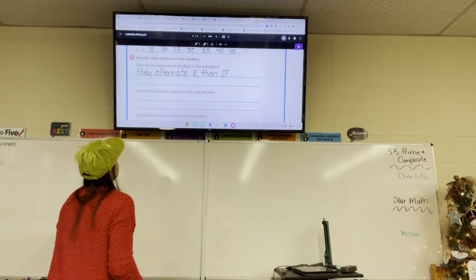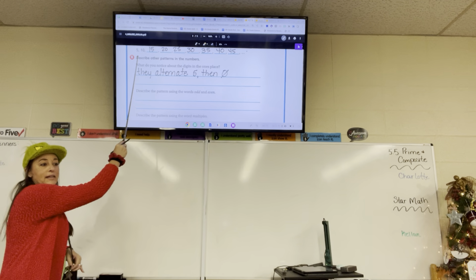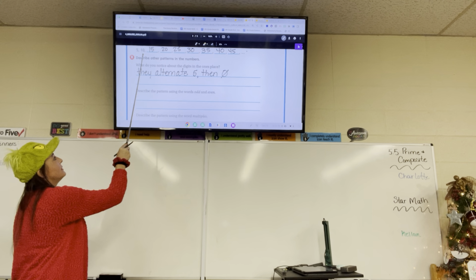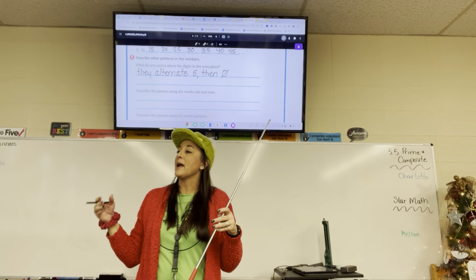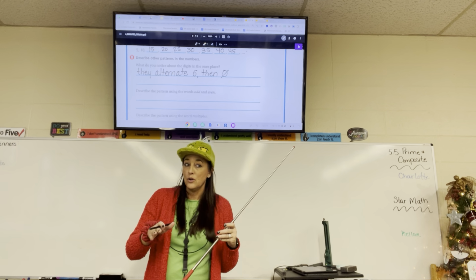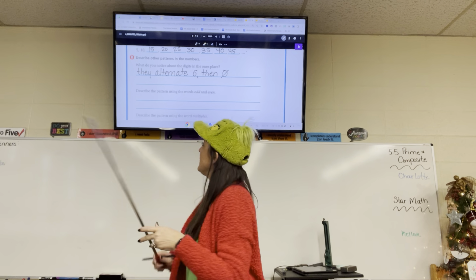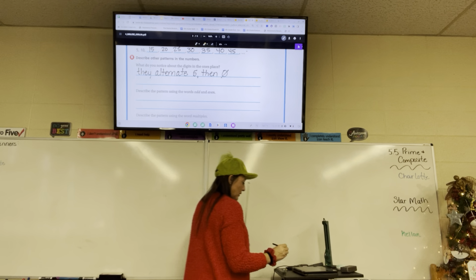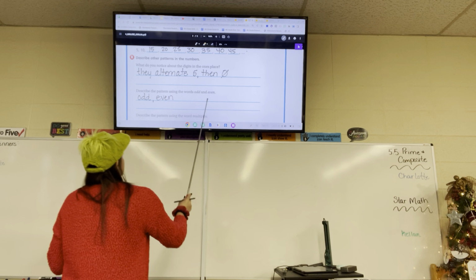It says describe the pattern using the words odd and even. So let's look at the first term, five. Is that odd or even? Odd. Even. Odd. Even. Odd. Even. Odd. Even. Odd. Now, if we are going to write the pattern, would we need to write out all of those odds and evens? Or would we just write the smallest repeating part? The smallest repeating part. So what's repeating? Odd, then even. So that's all we're going to write here. Odd, even. That is the pattern using the words odd and even.